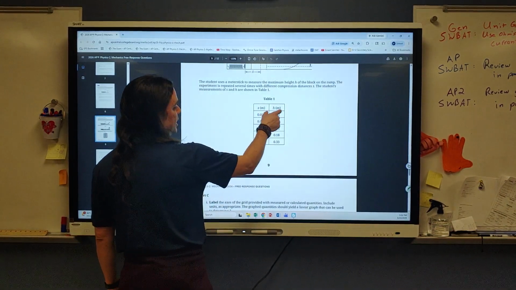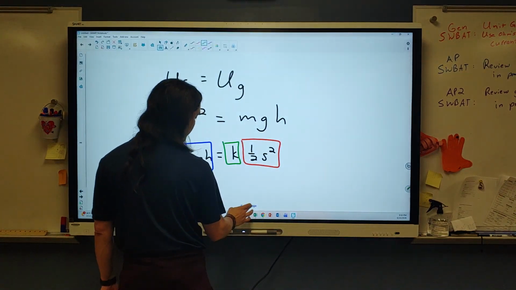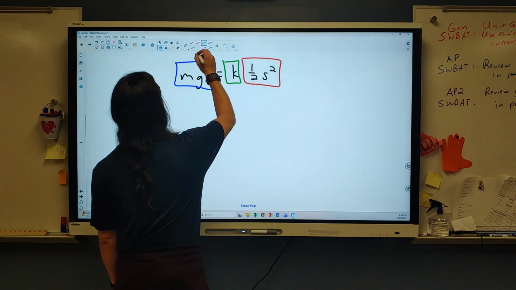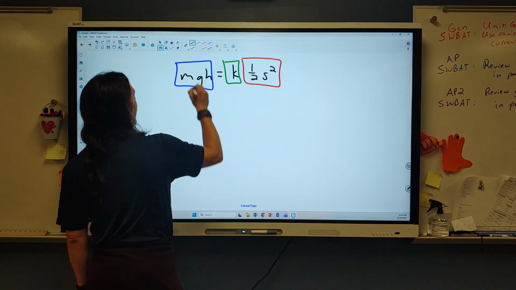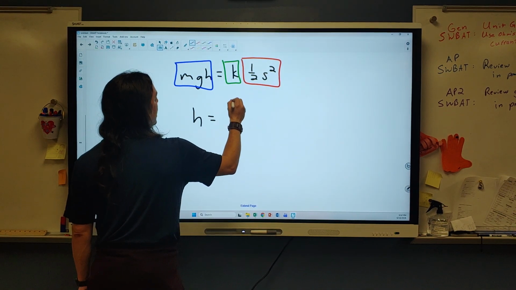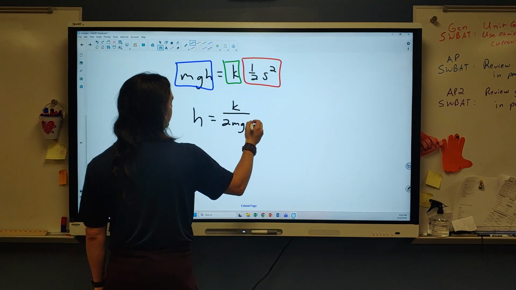A lot of times the safest thing to do is to try and get this as simplified as you can in terms of what you're working with. So here's what I'm going to do. I'm going to move this around just a little bit more, and I'm going to have H equals K over 2mg.